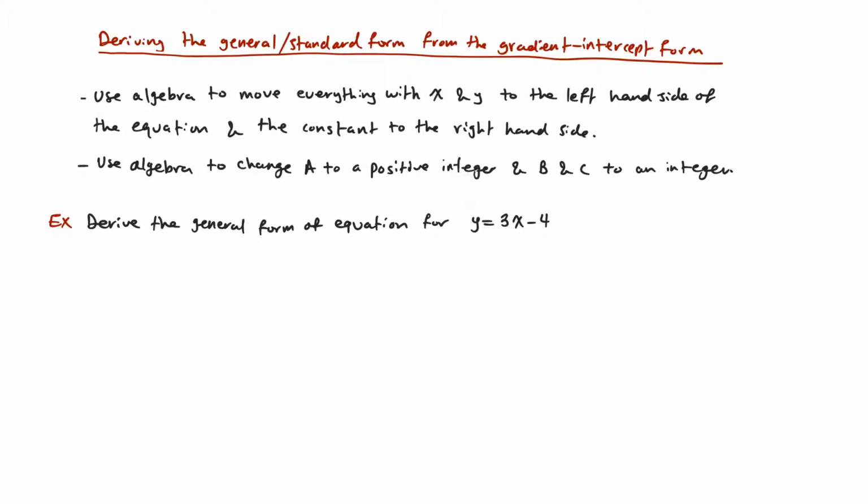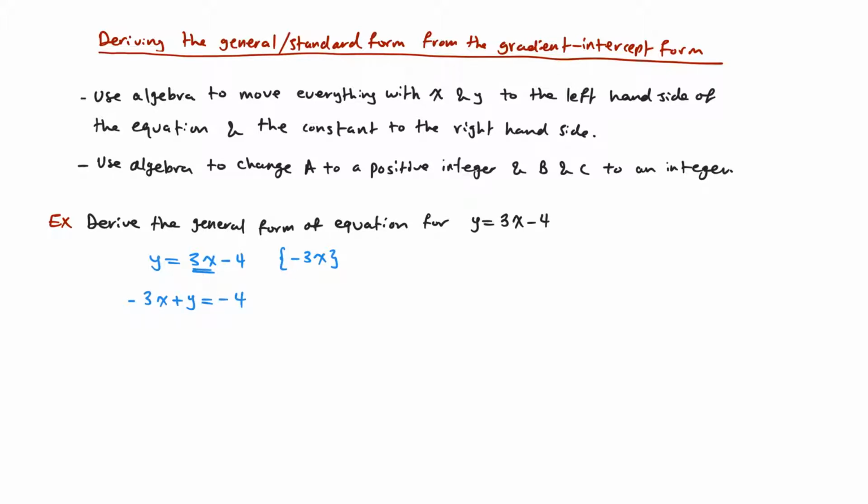So I'll solve this using blue. Our original is y is equal to 3x minus 4. To move the 3x to the left-hand side, I have to subtract both sides of the equation by 3x. And when I do that, I get negative 3x plus y is equal to negative 4.